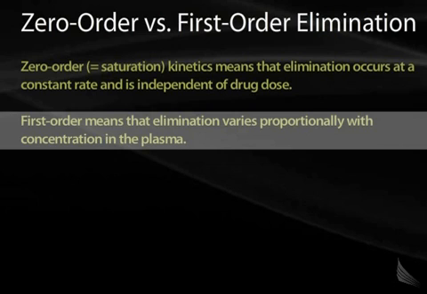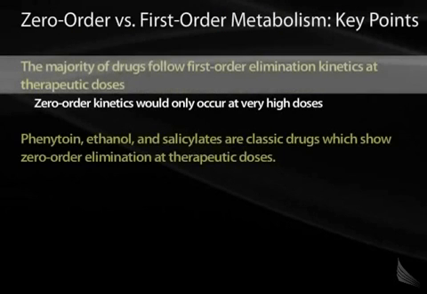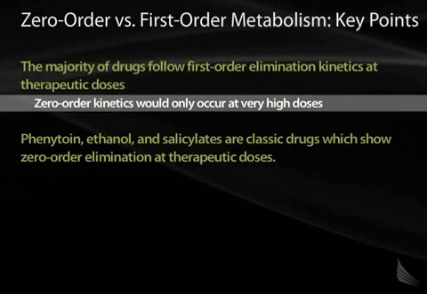Other medications that follow first-order kinetics will have elimination that varies proportionally with the concentration of the drug in the plasma. We'll talk more about this. The majority of the drugs follow first-order elimination kinetics, as long as they are at therapeutic doses. All medications at very high doses will show zero-order kinetics. And the reason is because you've given so much medication that you've saturated the body's ability to break it down and to eliminate it.